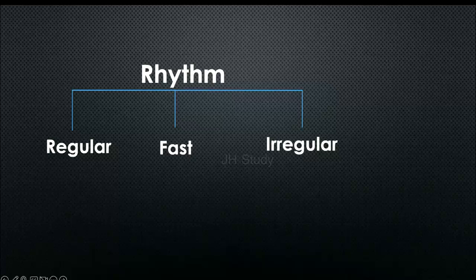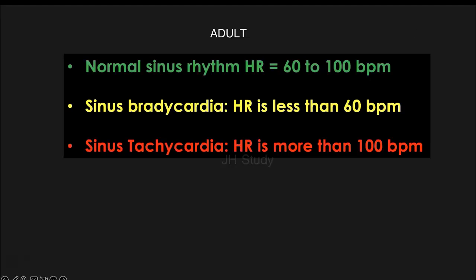And there are different methods to calculate the heart rate. The heart rate for a normal sinus rhythm is 60 to 100 beats per minute. For bradycardia, the heart rate is less than 60 beats per minute, which is slower than normal. For tachycardia, the heart rate is more than 100 beats per minute, which is faster than usual.